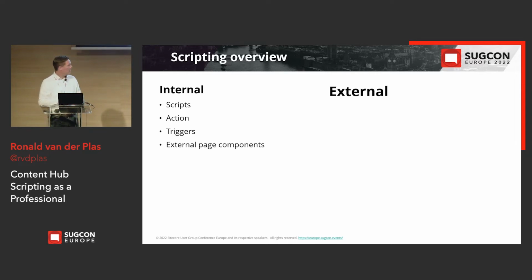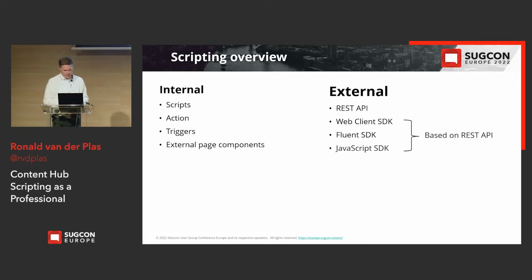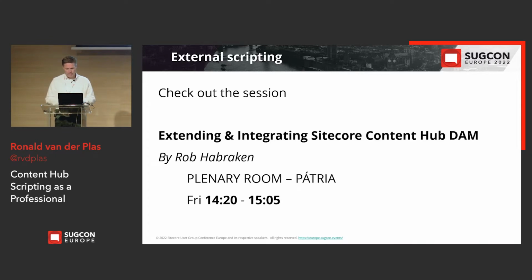Next to that, we also have some external parts. Basically, we have the REST API that Content Hub uses itself as well. And next to that, they also provide us with a web client SDK. Unfortunately, it's only available for C#, so if you're a Java developer, then you need to talk directly to the REST API. There's also a more fluent SDK that's also C# based. And last but not least, you have the JavaScript SDK. Basically, they're all part of the same thing. They're all based on the REST API. If you want to know more about the external part, I suggest you go to the session of Rob this afternoon.